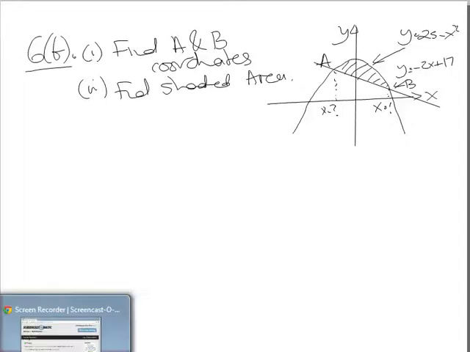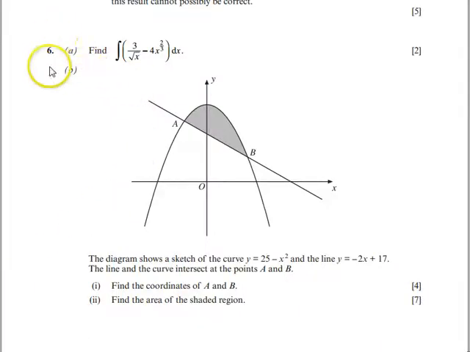Okay guys, let's have a look at this one. Let's just get the proper version out. Here's 6b. We're doing 6b now.